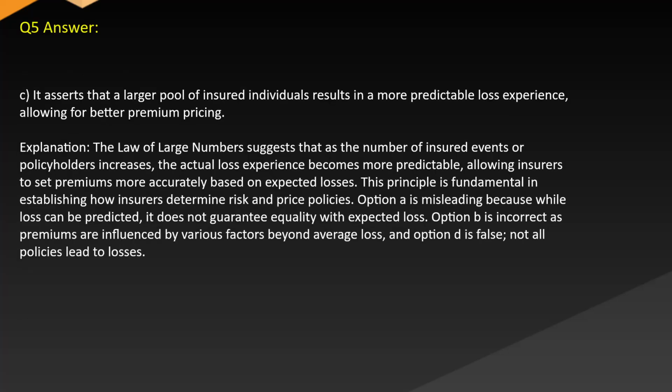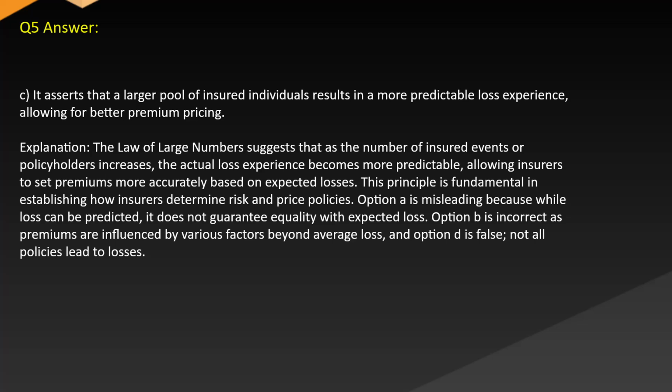Answer: C. It asserts that a larger pool of insured individuals results in a more predictable loss experience, allowing for better premium pricing. Explanation: the law of large numbers suggests that as the number of insured events or policyholders increases, the actual loss experience becomes more predictable, allowing insurers to set premiums more accurately based on expected losses. This principle is fundamental in establishing how insurers determine risk and price policies.